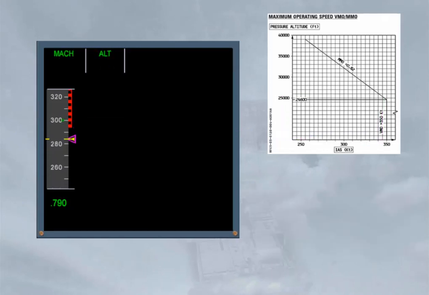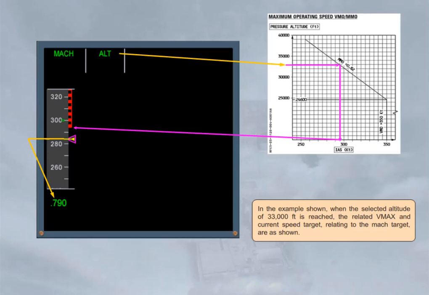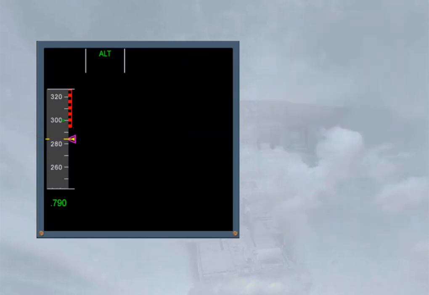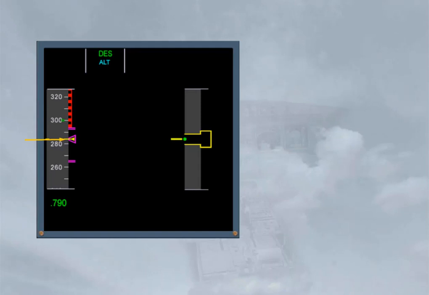In the example shown, when the selected altitude of 33,000 feet is reached, the related Vmax and the current speed target, relating to the Mach target, are as shown. When a managed descent is initiated, a computed target, with an upper limit target and a lower limit target, are on the speed scale. Note, on the altitude scale, a green dot will indicate the deviation between the computed descent profile and the current one.